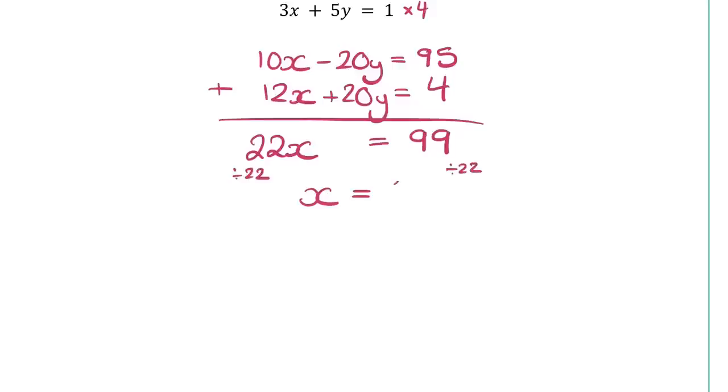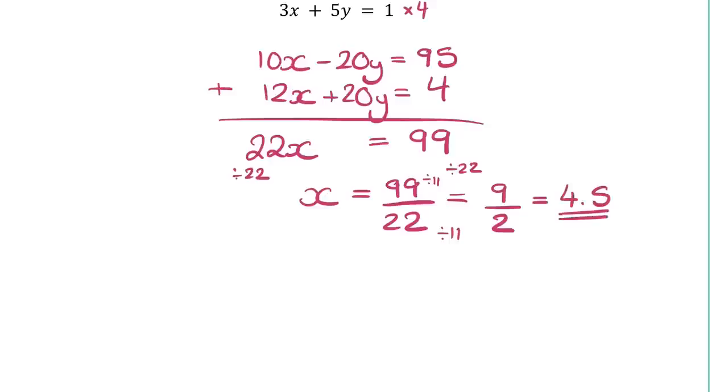There we go, and we get 99 divided by 22, and that is a fraction we can simplify. So let's simplify, because we don't want to substitute that in. We can divide the top and bottom now by 11, and that will give us 9 over 2. All of a sudden that's come out as a relatively nice one. 9 divided by 2, half of 9 is 4.5. So there we go, 4.5 is our value of x.